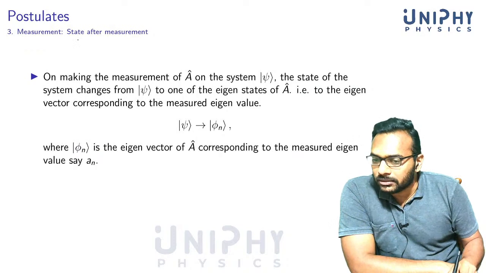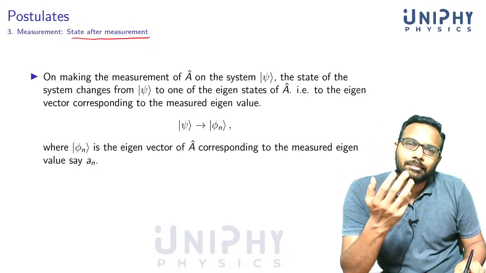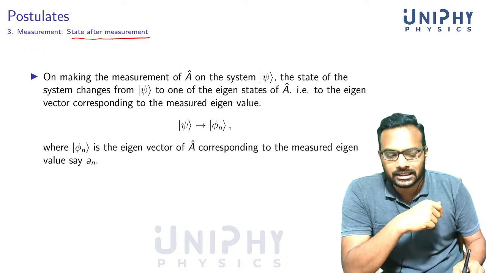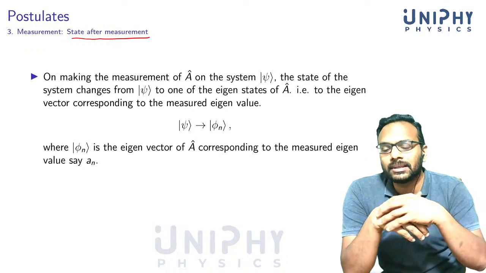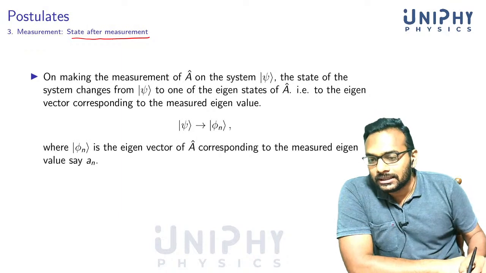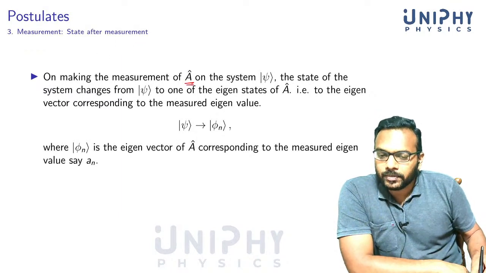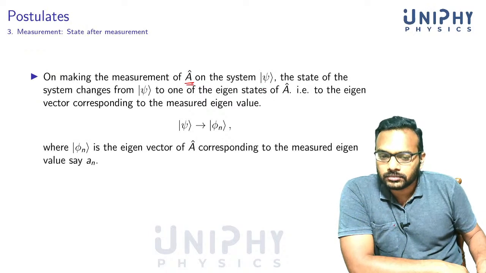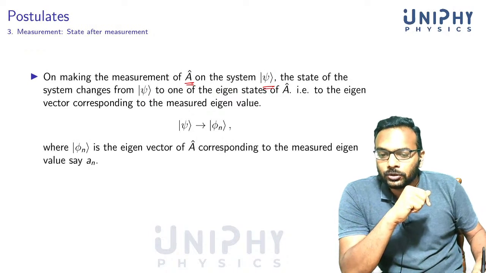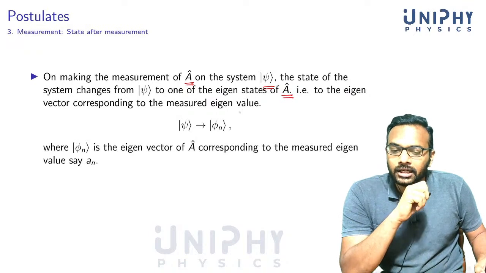And part of the measurement postulate is also something called the state after measurement. What happens to the system when you make a measurement? These kinds of postulates we did not need in classical mechanics because we could always make measurements without worrying about what happens to the system. This is an important part of quantum mechanics: on making the measurement of A on the system psi, the system changes from psi to one of the eigenvectors of A.